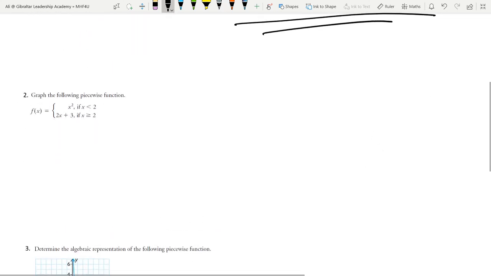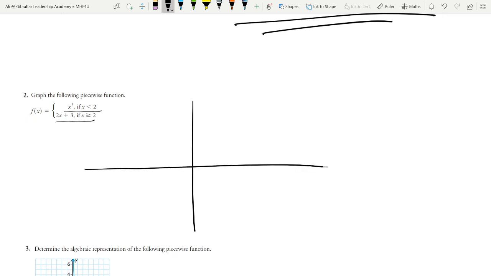Let's keep going. Number 2, we have to graph the following piecewise function. It has 2 sections. The first section is x squared when x is less than 2, and 2x plus 3 when x is greater than or equal to 2. So let's start with our Cartesian plane. Our key point is going to be at x equals 2 because that is where the 2 domains split. X is less than 2 meaning to the left of 2, and x is greater than or equal to 2 meaning to the right of 2. So that is my key point. The first function is x squared if x is less than 2.